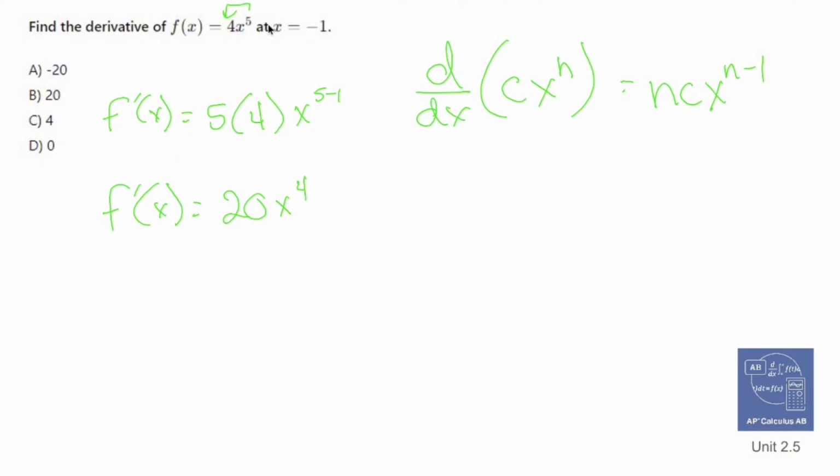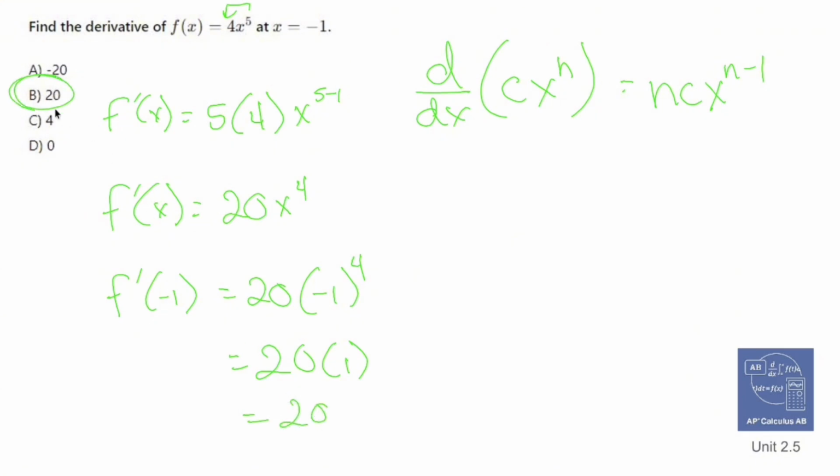Now I'm going to take my x and make it -1. So f prime of -1 is going to equal 20 times -1 to the 4th power. -1 to the 4th power is just 1, and 20 times 1 is 20, so the answer in this case is B.